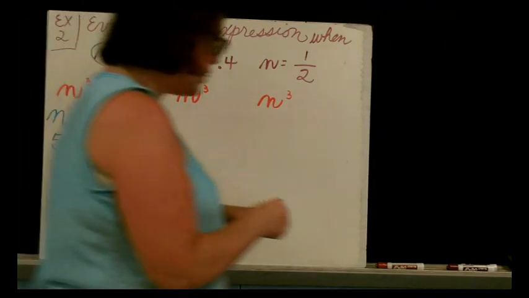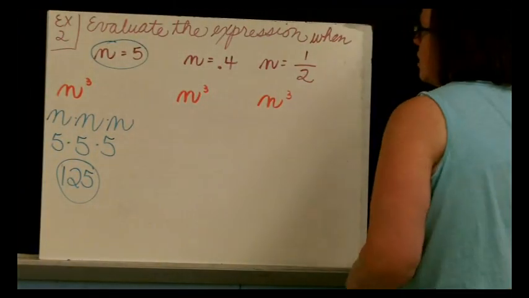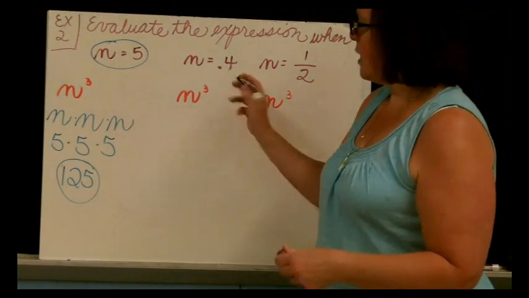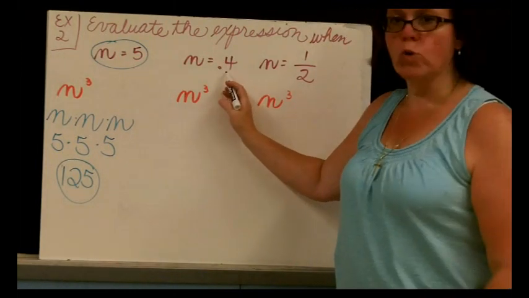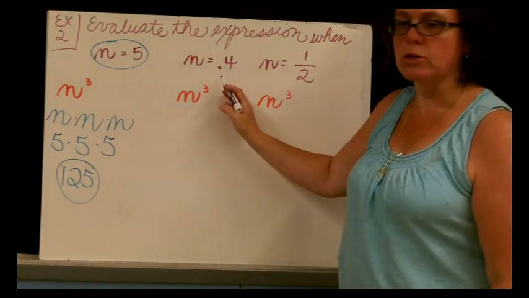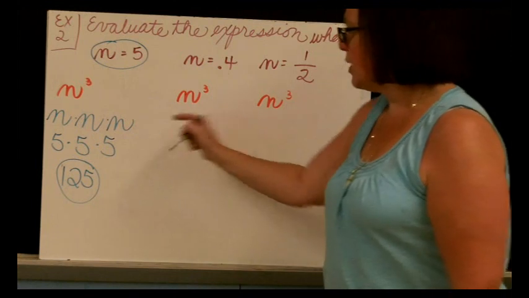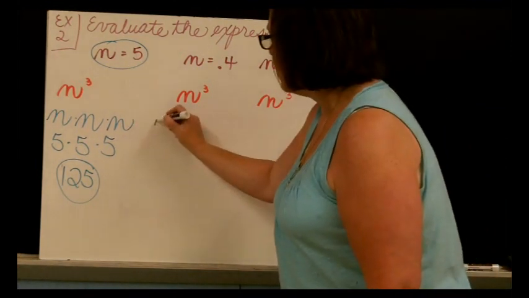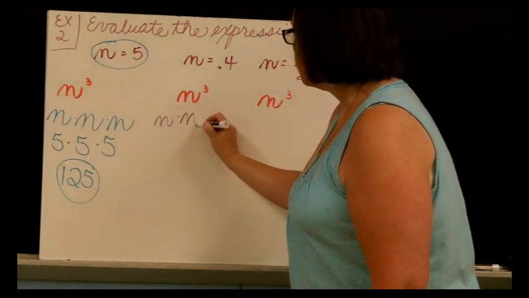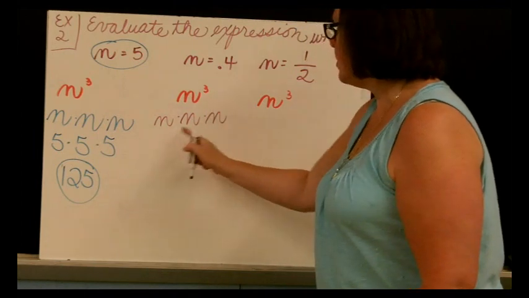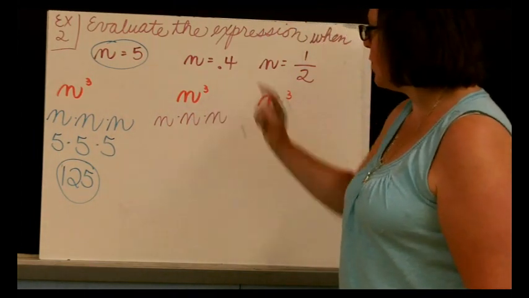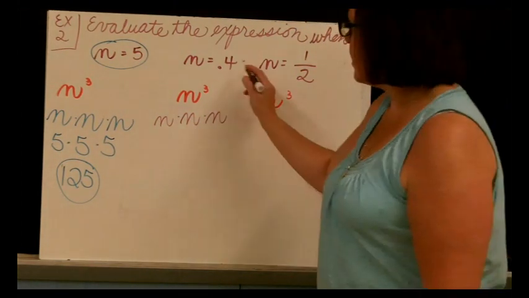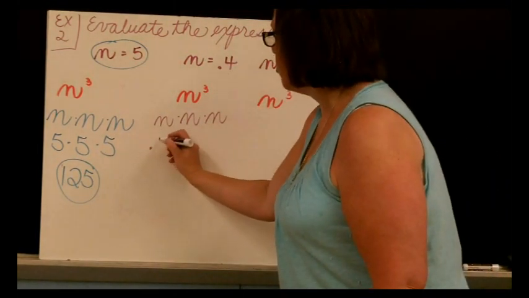Now let's move on to the next one. Here we're told that n has a value of 4/10, in other words, 0.4. So again, we're going to do what we did here. First, we'll write the expanded form of our power, n times n times n for n to the third power. Next, we substitute in our 0.4.